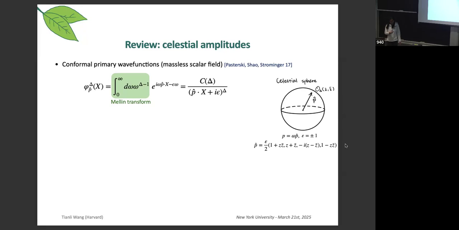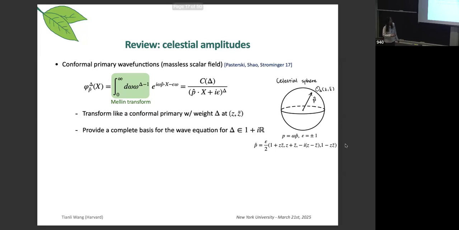Let me mention two important properties of these wave functions. First, each of them transforms like a conformal primary operator with weight delta at z, z bar on the celestial sphere. And z, z bar is related to p hat via this relation here, where this curly epsilon is different from the epsilon here. It takes values plus or minus 1 and indicates whether the particle is incoming or outgoing.